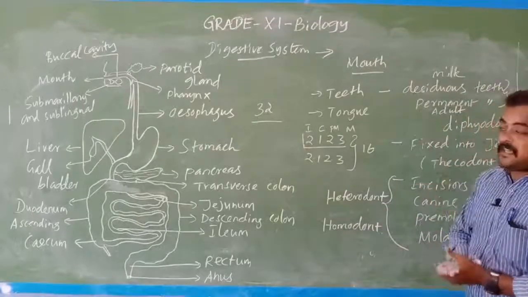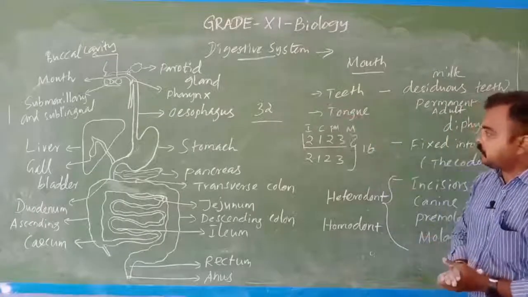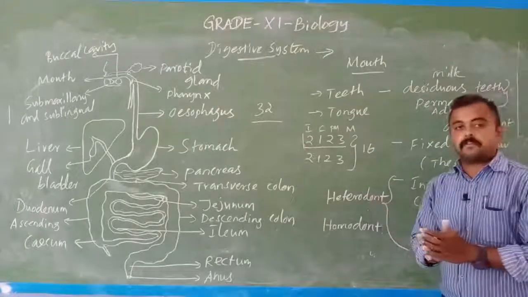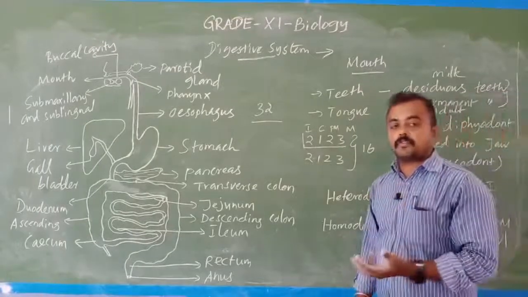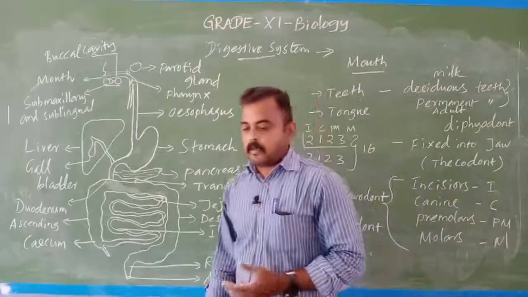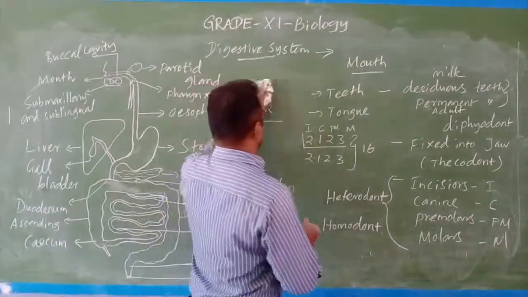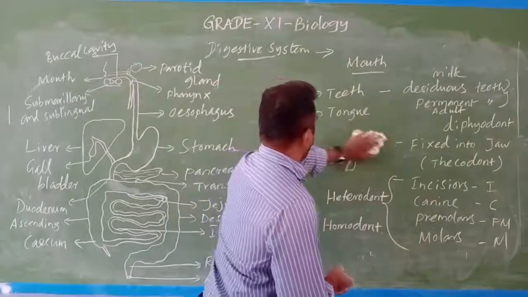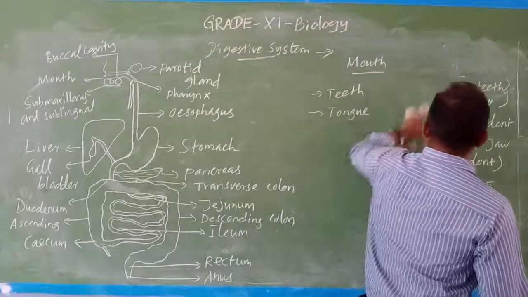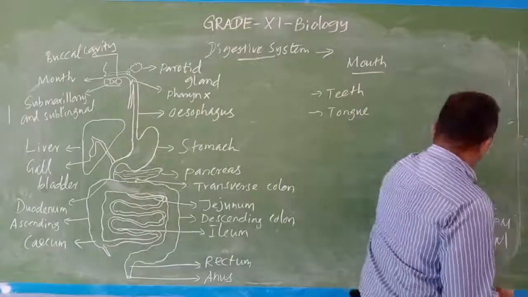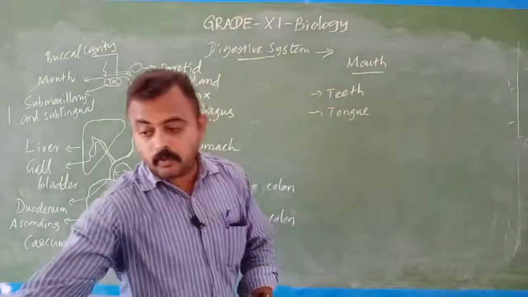How many permanent teeth are present in a human adult? That means 32. What are the uses of teeth? They are used to grind and chew the food materials. Okay, right. The next one we are going to see is the tongue.